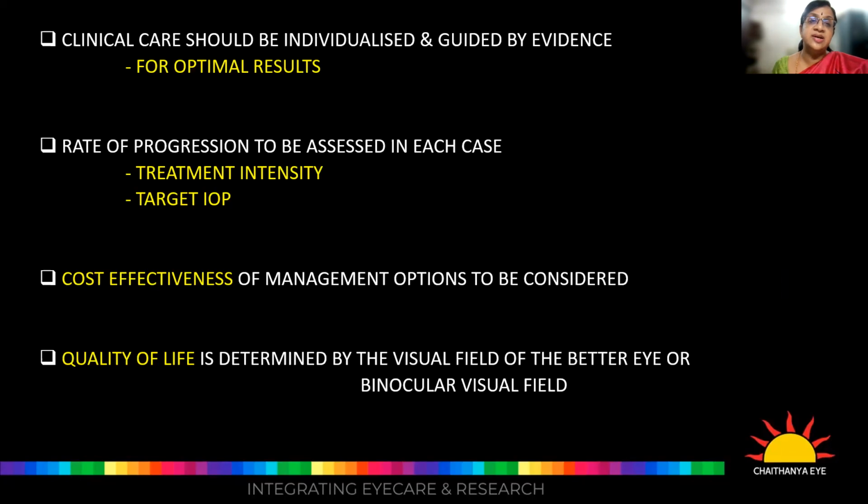So to summarize, clinical care should be individualized. Rate of progression should be assessed for each patient. Only then you can plan your treatment intensity and targeted intraocular pressure. One should look into the affordability of the management option, the cost effectiveness of the option, and quality of life of the patient has to be kept in mind.